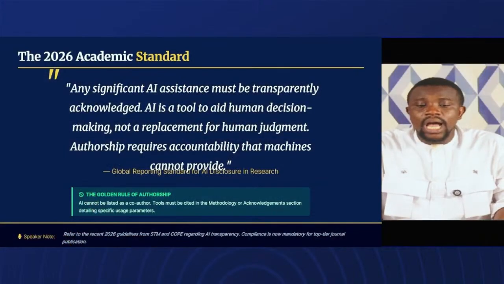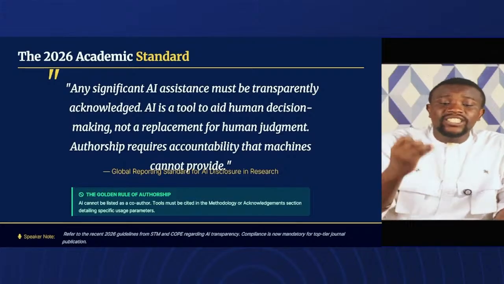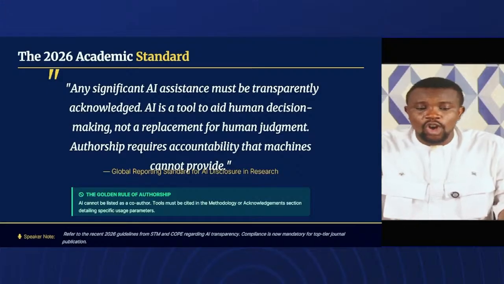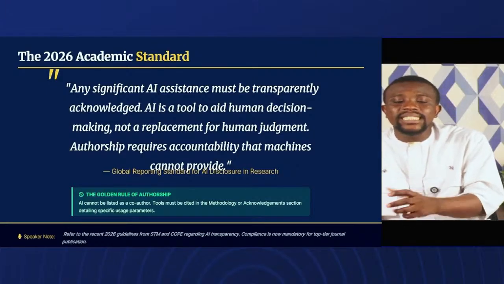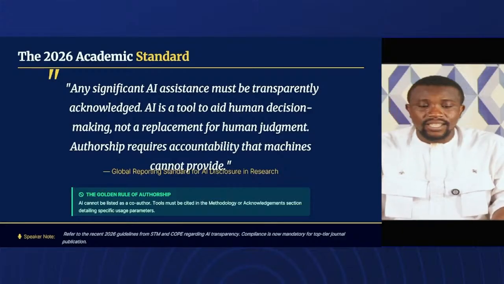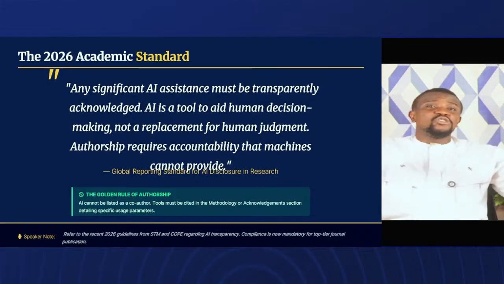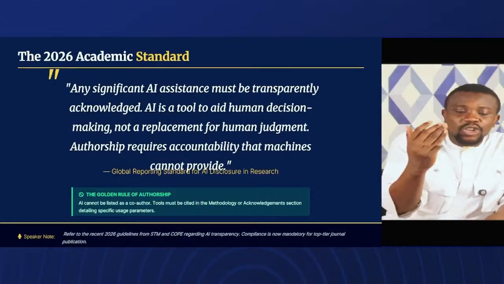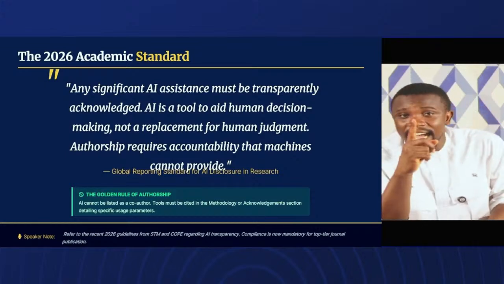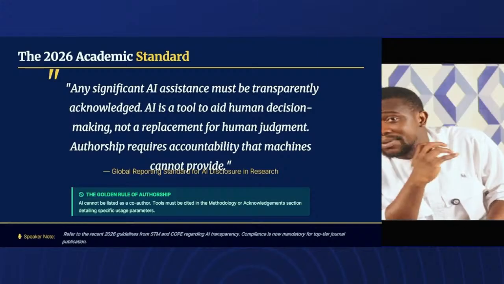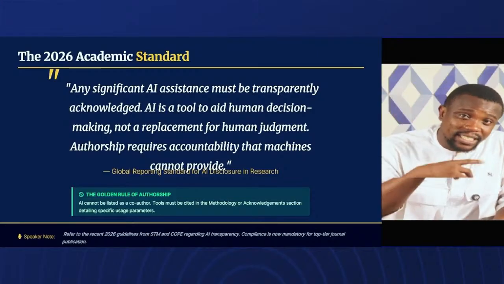Please, guys, understand that any significant AI assistance must be transparently acknowledged. AI is a tool. It's a tool to help you, to complement you, not to replace you. And AI is a tool to aid human decision, not a replacement for human judgment. Authorship requires accountability that machines cannot provide. And this is a report for global reporting standards for AI disclosure in research. What they are telling you is not that they are discouraging you from using AI. They just want you to use it responsibly. And that is what, guys, we are going to be showing in our practical section. I'm excited about the practical section. I don't know if you are excited.